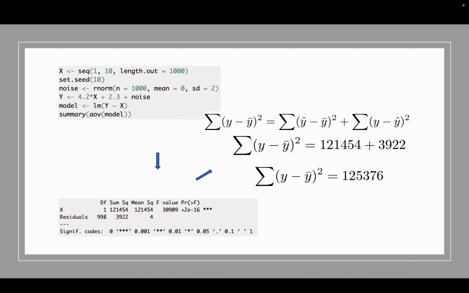In this slide, we are applying the concepts from the previous slide to practical implementation with the same original model. We are computing the analysis of variance on this model. Following this computation, we get the sum of squares for the model and sum of squares for the residuals/errors. We sum up both values to get the total sum of squares, which in this case is 125,376.